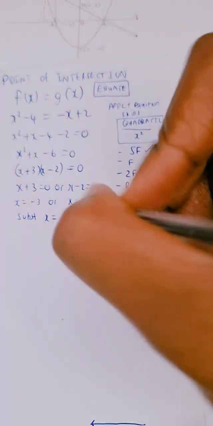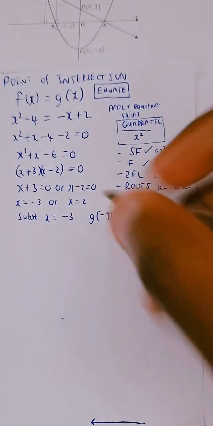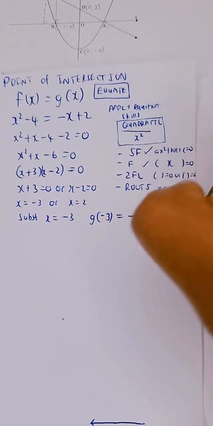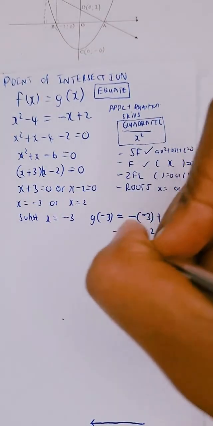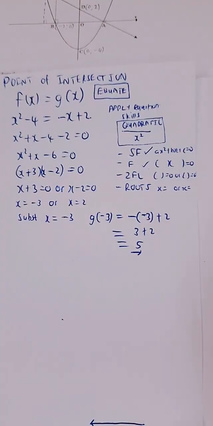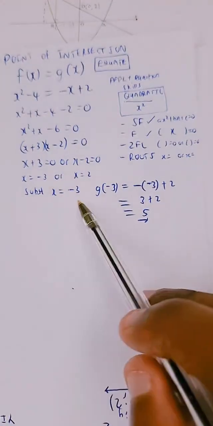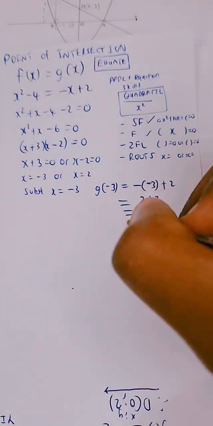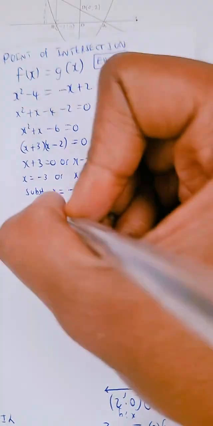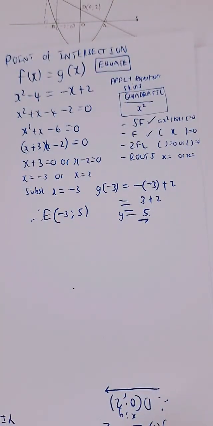So let's just use g of x, and say g of negative 3 is equal to negative into negative 3 plus 2. That means 3 plus 2, which is 5. Remember, a negative times a negative is a positive, so 3 plus 2 gives you 5. So that means when x is negative 3, y gives us 5. So our coordinates of E are simply this, negative 3 and 5. And that's it. What more can we ask for, guys?